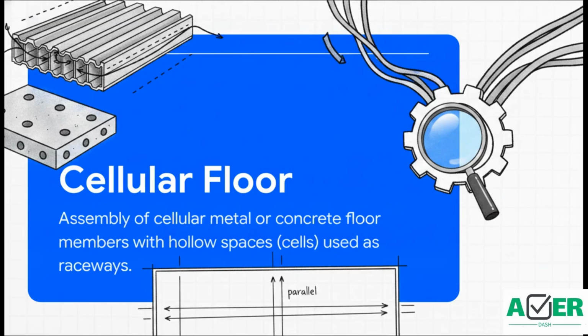Okay, first things first, let's define our terms. Before we can solve the puzzle, we have to really understand our environment. According to the code, a cellular floor is an assembly of cellular metal or cellular concrete floor members. These aren't just your standard solid concrete slabs. They actually consist of units with hollow spaces, which we call cells, that are perfectly suitable for use as raceways. And here's the kicker. Unlike standard underfloor raceways, these cellular floors actually form a structural part of the building itself. The axis of these hollow cells runs parallel to the longitudinal axis of the floor members. And because they're literally holding the building up, Rule 12-1800 mandates they must be installed exactly in accordance with the manufacturer's instructions. This is a highly integrated wiring environment we're dealing with here.